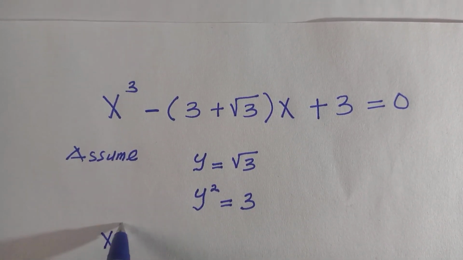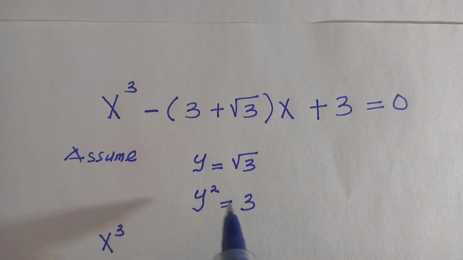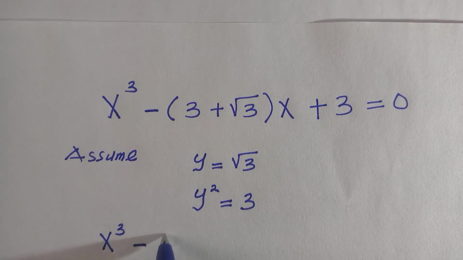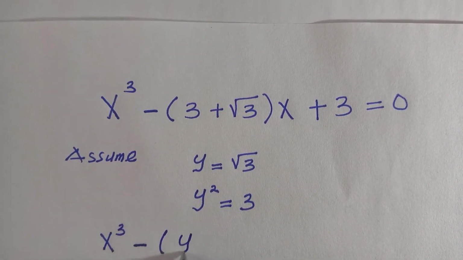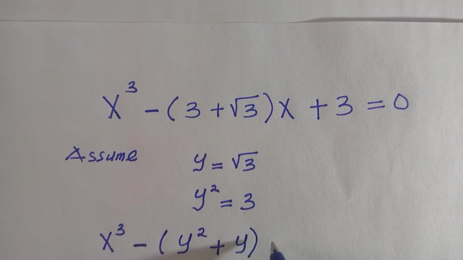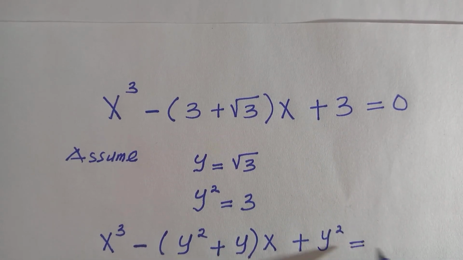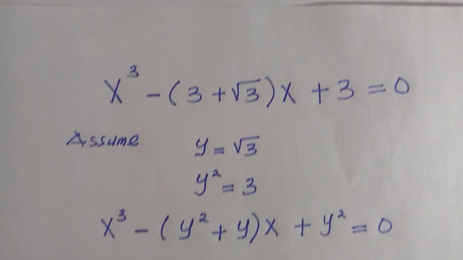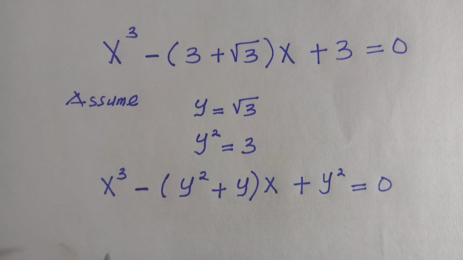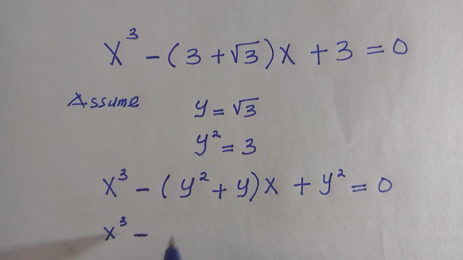Then we have x to the power of 3, and we have 3 here as y square, then replacing it with y square, plus this root 3 is y, and close by x, plus the 3 as well is y square. Everything equals 0. Let's expand this. We have x to the power of 3, and by expanding this we have minus x.